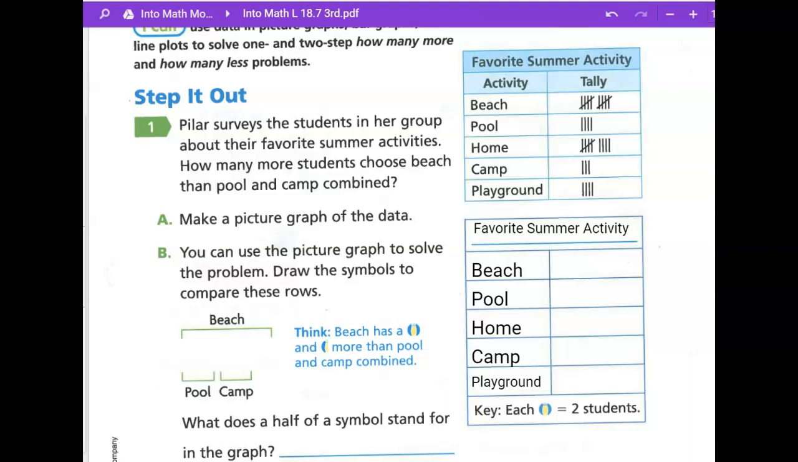Very good. So you can do 1 whole, that's 2, or that's 2 times 1, 2, 4, 6, oh no, 8. We need 5 balls because they each stand for 2, but you're right. If you did that, then our key would be different. It would be larger. Okay, how about the pool? How many tally marks are there? 4. So what's half of 4? 2. So we need 2 beach balls.